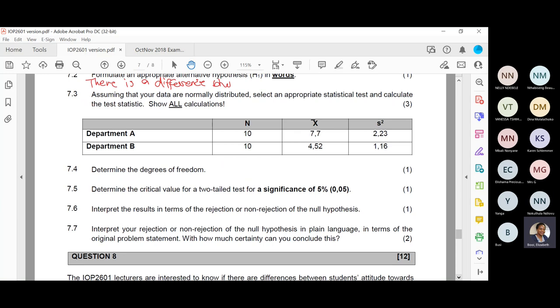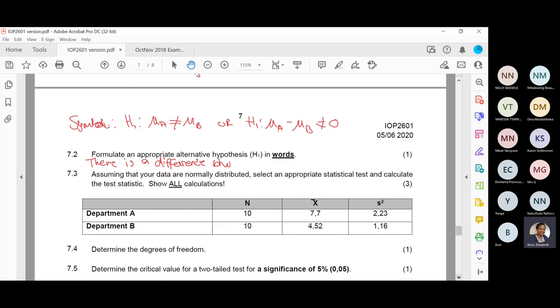7.3, assuming that the data are normally distributed, select an appropriate test statistic and calculate the test statistic. So here they're asking you to do two things. What is the appropriate test statistic? You don't have to say this is the appropriate test statistic, you just need to write the one you will be calculating. It is the pooled variance t test. So you're going to use t.